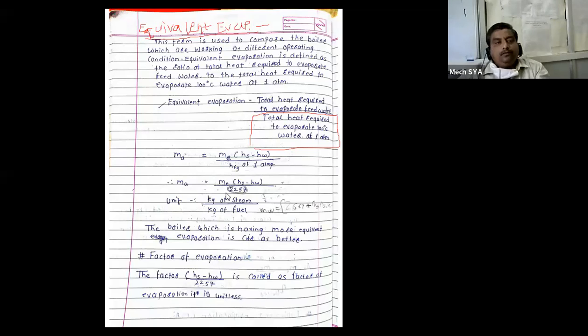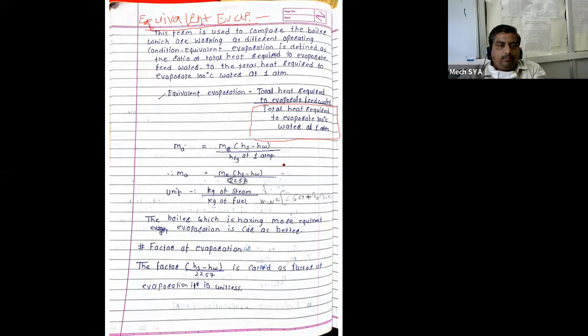So we generally consider HFG as 2256.9, that is 2257 kilojoule per kg at 1 atmosphere. The total heat required to evaporate feed water is generally ME into bracket HS minus HW. Divided by the total heat required to evaporate 100 degrees Celsius water at 1 atmosphere, which is HFG at 1 atmosphere, this is equal to ME into bracket HS minus HW divided by 2257.